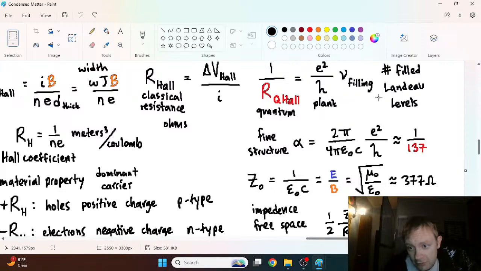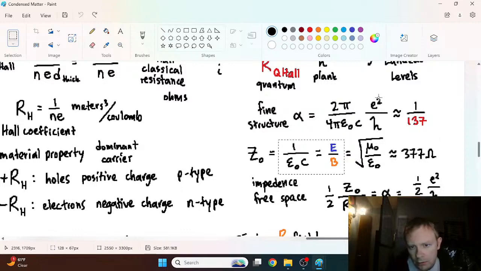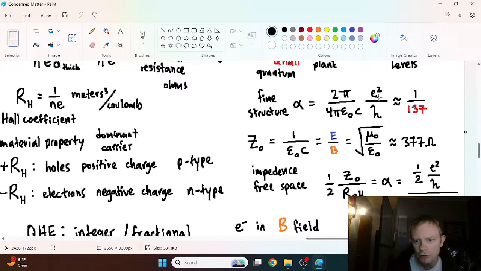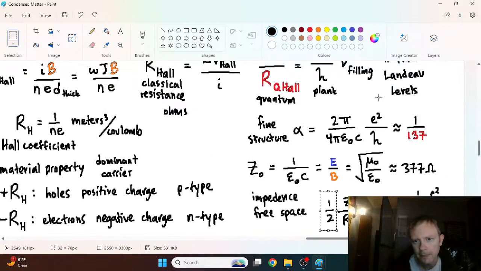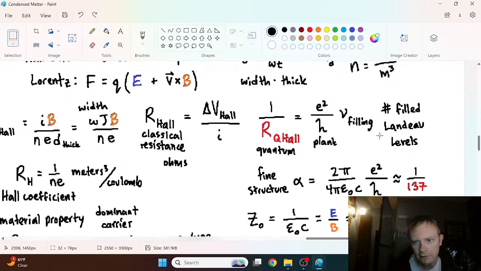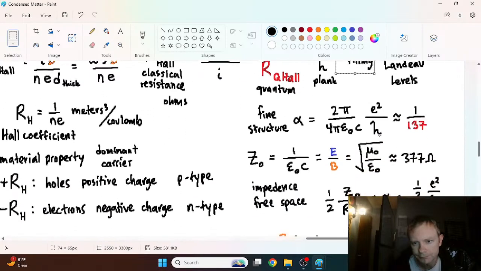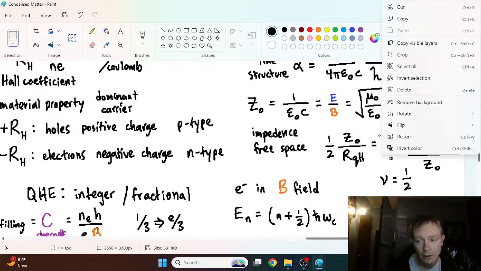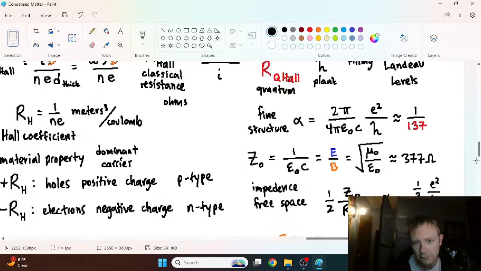Anyway, the point is that if we have e squared over h, it's part of the fine structure constant. And then what is all this 2 pi over 4 pi epsilon c here? Well, the epsilon c is actually the impedance of free space. So this is just the electric magnitude divided by the magnetic magnitude. And what we're doing is we're actually taking 1/2, see, 2 pi over 4 pi is a half. That gives us the half-filled Landau level. Yes, that's correct, nu equals a half. And then what happens is that we actually divide the impedance of free space by the quantum Hall resistance here, and we get alpha. We get the impedance, we get the fine structure constant.